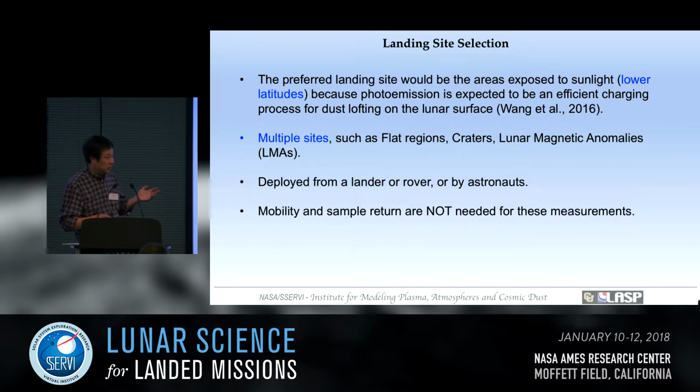We'd like to put this in the craters because these terrain regions can create shadowed boundaries that may enhance electrostatic dust transport. And of course, lunar magnetic anomaly regions, we'd like to know how dust behaves in there and how that contributes to the formation of swirls. And it can be deployed from a lander or rover or even by astronauts. It's not sample return, it's in-situ measurement. We don't need the mobility. And I think that's it. Did I make it? Great.